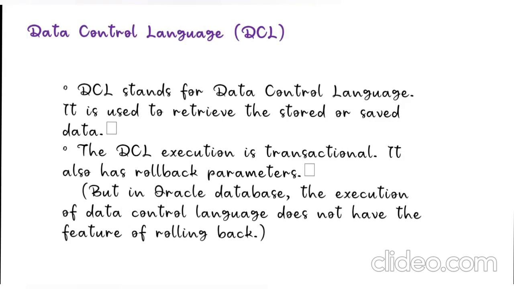And next one is DCL. DCL stands for Data Control Language. It is used to retrieve the saved or stored data from the database. DCL execution is transactional. It also has rollback parameters. But in the Oracle database, execution of the data control language does not have the feature of rollback.